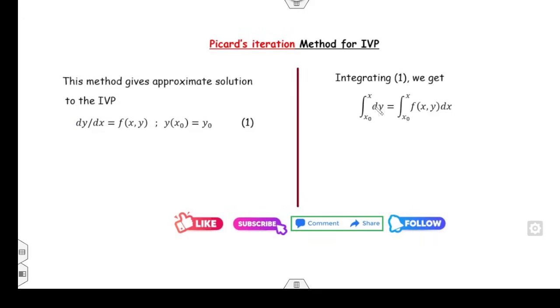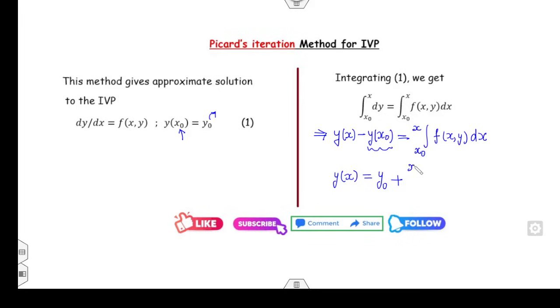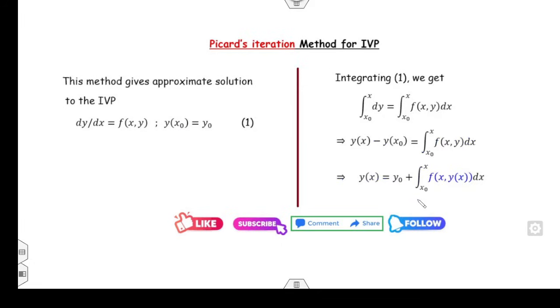If you apply integration with respect to x on equation number 1, what will happen? On the left hand side, we get y of x minus y of x naught, which is equal to the integration from x naught, my initial point, to x, my target point, of f of x comma y dx. What is the value of y of x naught? It is given as y naught, so we can find the value of y at the given point x as y naught plus the integration from x naught to x of f of x comma y of x.